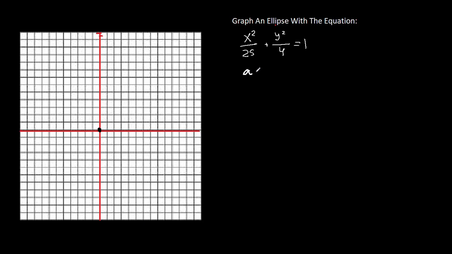So we know that A squared is 25, and we know that B squared is 4. And if you're confused as to how I got that, just remember that it's X squared over A squared plus Y squared over B squared. So I know that A squared is 25 and that B squared is 4. So this is the same as saying that A is going to be equal to 5, which is just the square root of 25, and that B is going to be equal to 2 because 2 is the square root of 4. Hopefully I didn't lose anyone there.